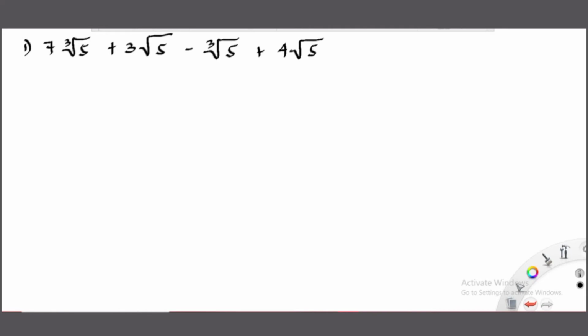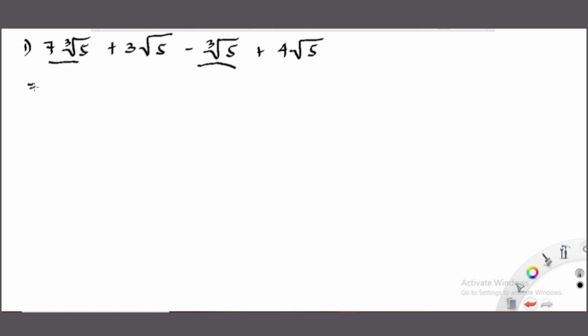So, let us add these radicals. The first thing we need to do is to look for similar or like radicals, the same index and radicand. So, if we look for the radical here that is the same as 7 cube root of 5, this one can be added or combined to 7 cube root of 5. These two we can solve.